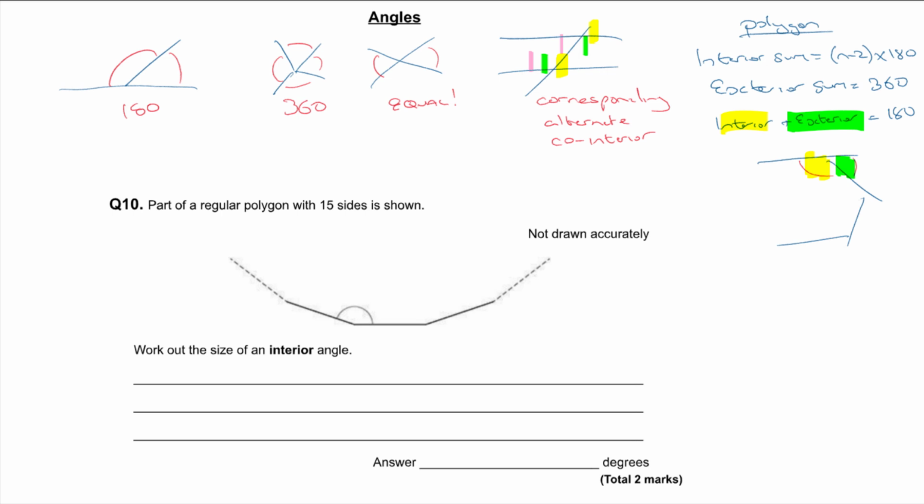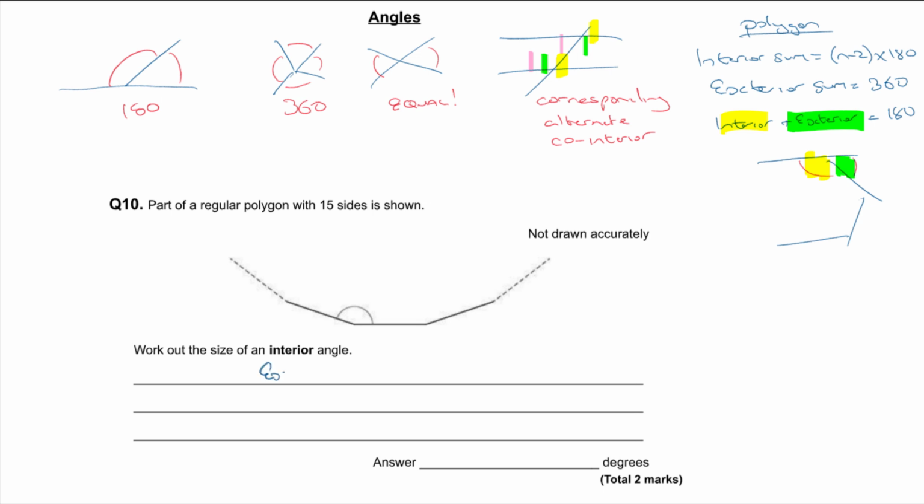Right, so this first one, question 10, this is part of a regular polygon with 15 sides shown. Work out the size of the interior angle. Now you could use the interior angle sum. I tend to just stick with the exterior one though, because it's easier. So I work out the exterior angle first, and I use the fact that the two things add up to 180 to find the other one. Now you can just plug them straight into the interior sum and work that one out. You can do that one as well. But for ease, I think the exterior sum one is easier to learn.